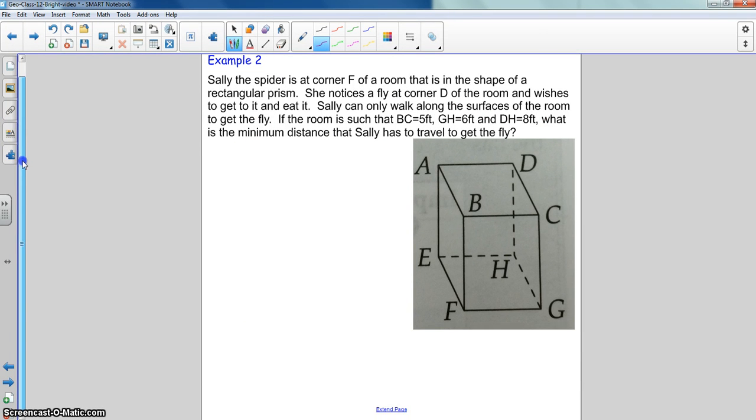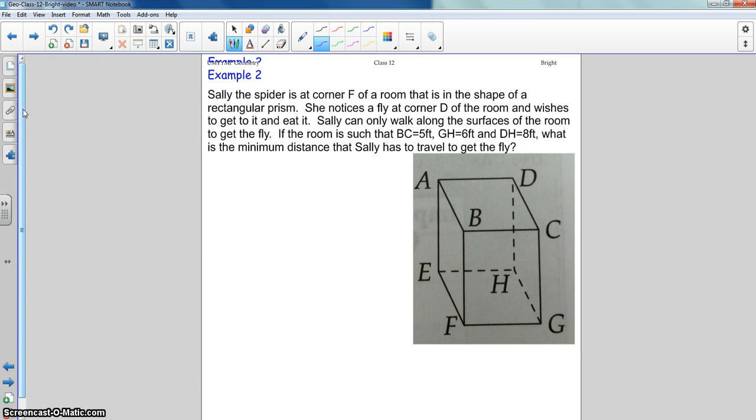A spider and a fly. Okay, so what happens here is we have Sally the spider. She's at corner F in this room, and she notices a fly at corner D of the room. And she wants to be able to get to the fly, but she can only travel along the surfaces of the room. So she can't travel through the space in the room. Okay, and it gives us different dimensions here.